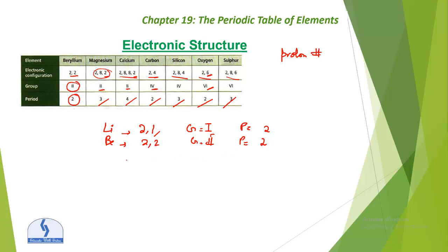Right, okay, tell me the neon. What about neon? Neon has a proton number of 10, which means the electronic configuration is 2, 8, completing the octet. So what is the group number? Yes, 8, the group number 8, or we can say the 0 group, right? And what about the period? Yes, the second period, period number 2, that is covering 2 shells, right? So this is all about electronic structure.